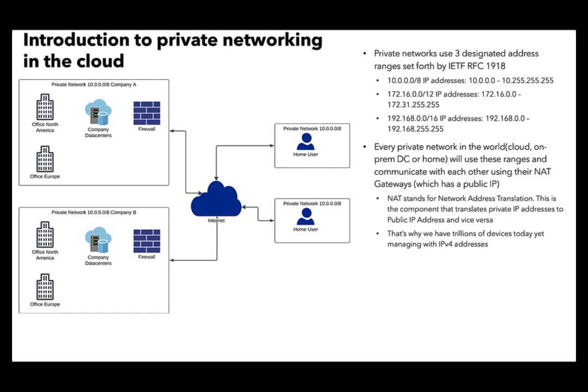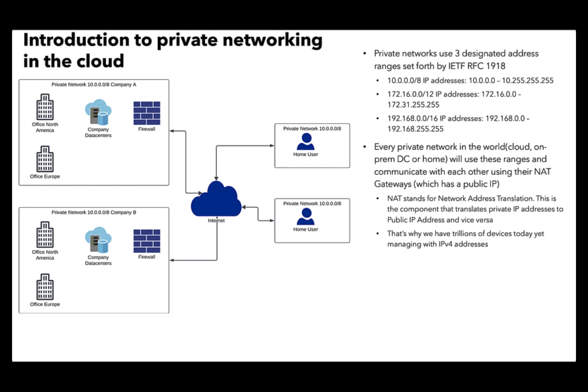Basically, as you all know, the internet has trillions and trillions of devices: your smart home devices, your cell phones, your computers, servers, your corporate network, your data center. And we all know that IPv4 address space is limited to a few billion. So how is it that we are able to get so many devices talking to each other?